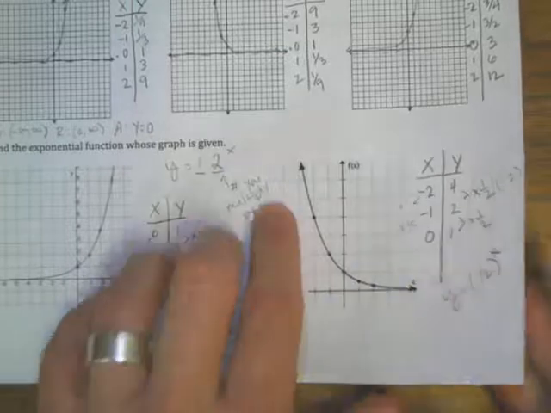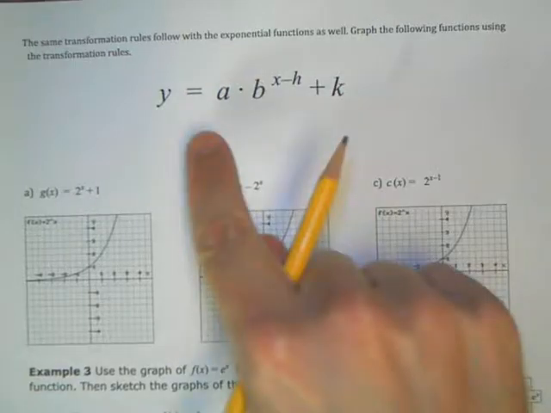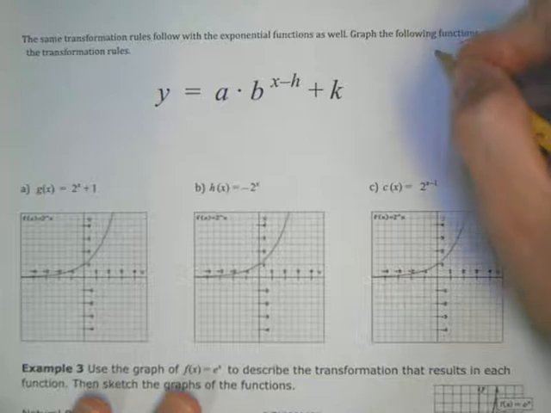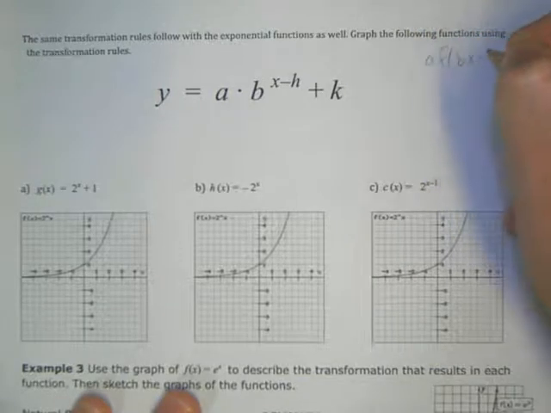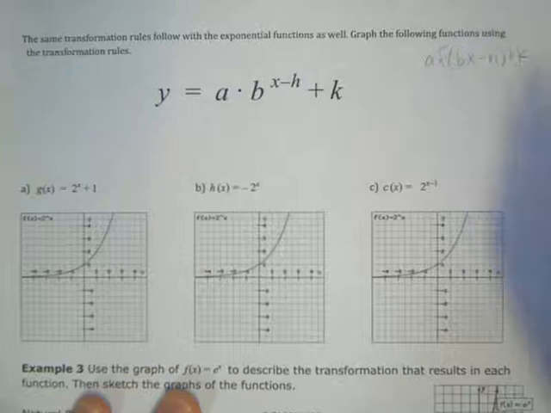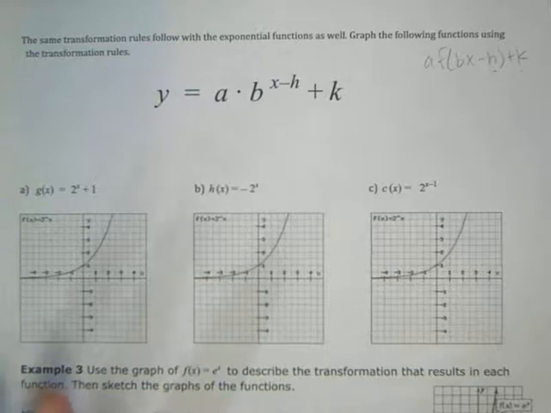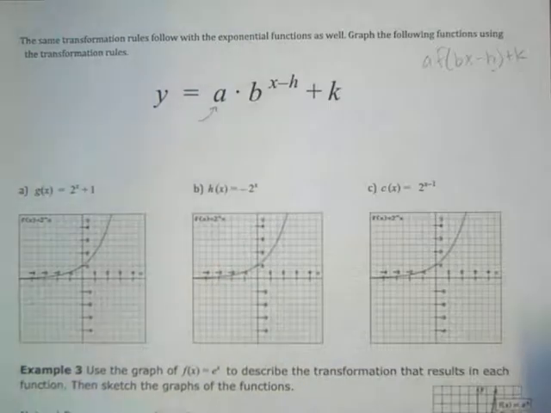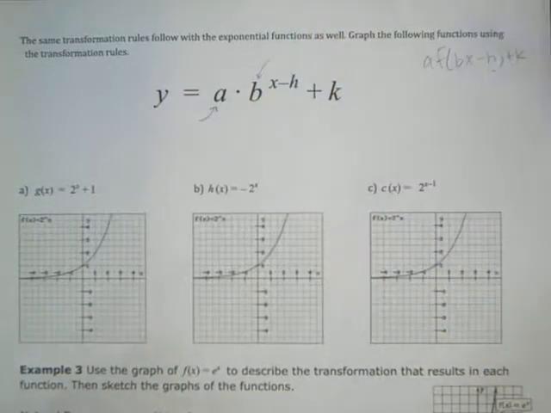Alright, let's talk about transformations. And here's the good news. Even though it looks funky, this is the same as a times f of b to the x minus h plus k, or c and d if you were in a different Algebra 2 class. And we already know how to do this. A is your reflection, vertical stretch, vertical compressions. B is your horizontal reflection, horizontal compression, horizontal stretch. H is your left and right movement.